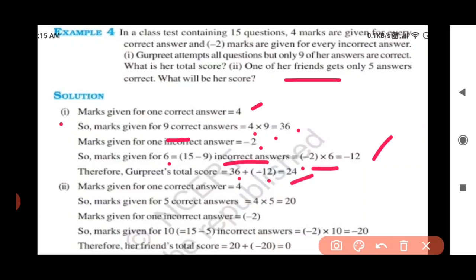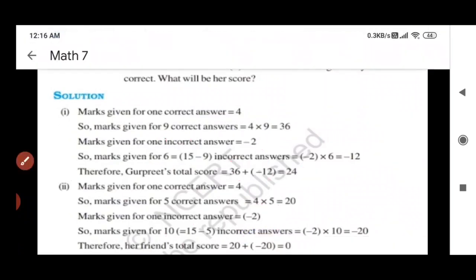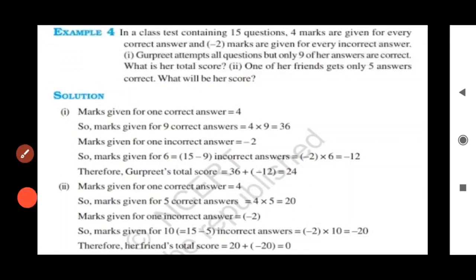Second one. Marks given for one correct answer is 4. So marks given for 5 correct answers is 4 into 5, 20. Marks given for 1 incorrect answer is minus 2. Out of 15, 5 are correct answers. So the remaining 10 are incorrect answers. Minus 2 into 10 is minus 20. Therefore, her friend's total score is 20 plus minus 20 equal to 0. Her friend's total score is 0.